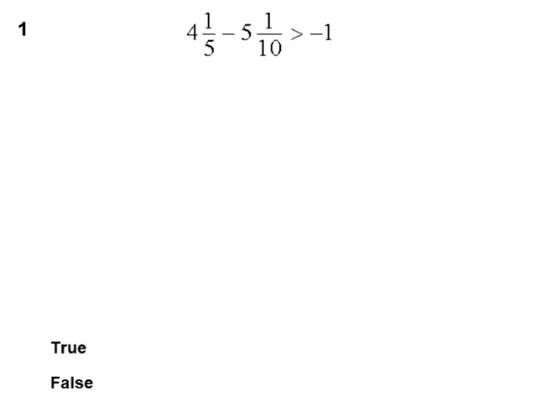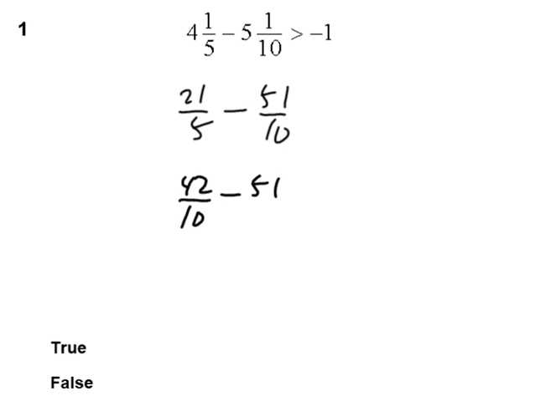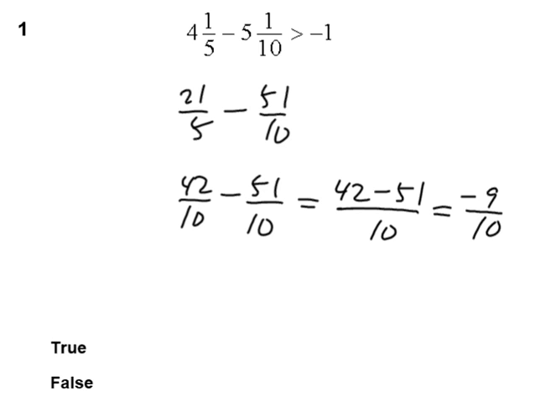So I'm going to change both of these to improper fractions. This is going to be 21/5 take away 51/10. Now that we have them as improper, we're going to find a common denominator of 10, which is 42/10 take away 51/10. Our procedure is to subtract the numerators and keep the denominator. So 42 take away 51 over 10 is going to be -9/10. So our answer when we subtract them is -9/10.